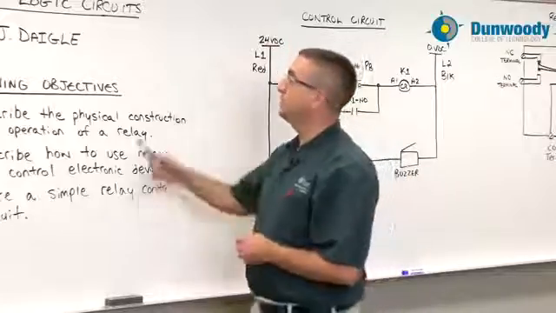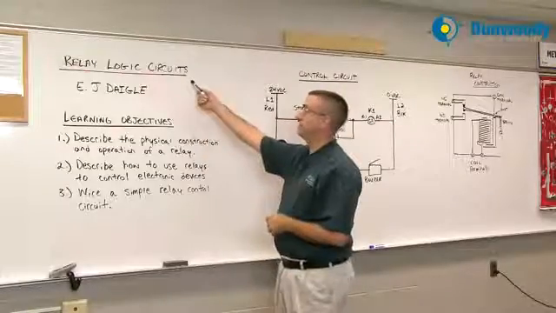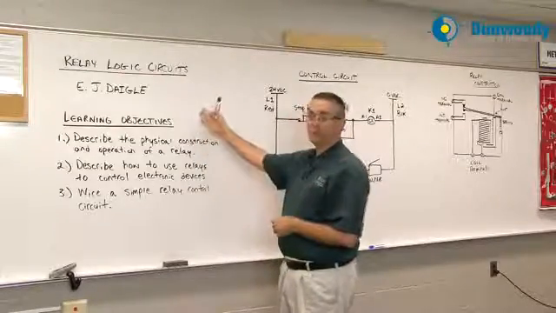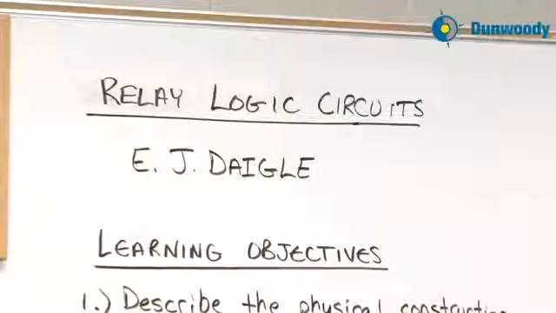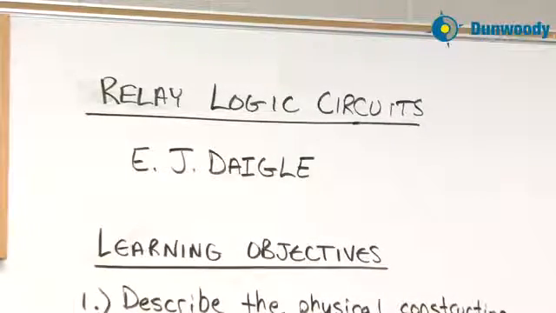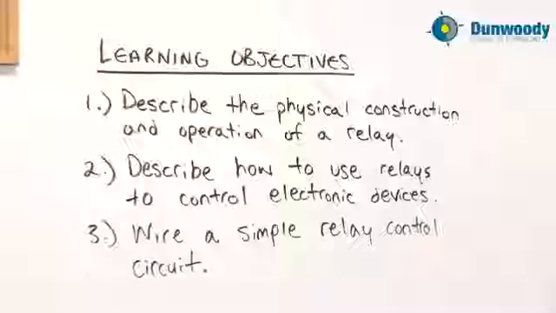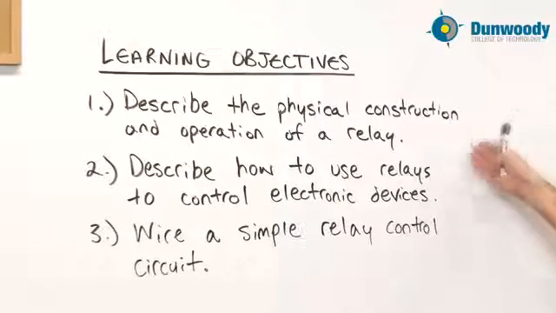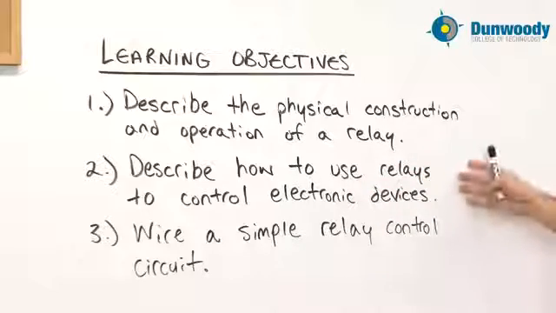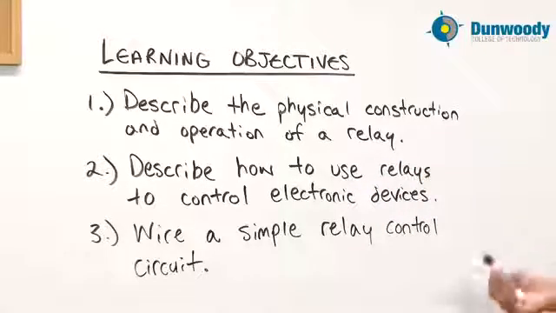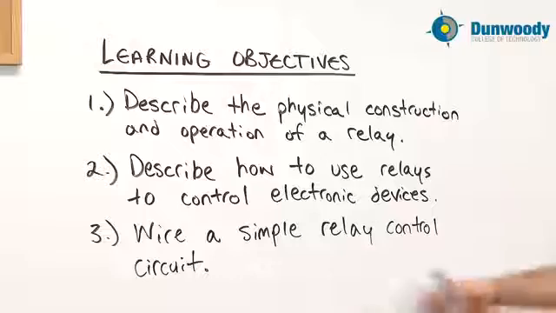Today we're going to talk about relay logic circuits. Some topic learning objectives that I'd like to cover today: upon the successful completion of this topic, trainees should be able to describe the physical construction and operation of a relay. The trainee should be able to describe how to use relays to control electronic devices, and the trainee should be able to wire a simple relay control circuit.